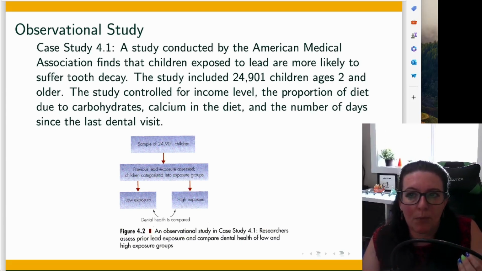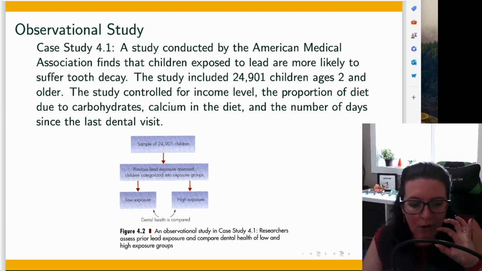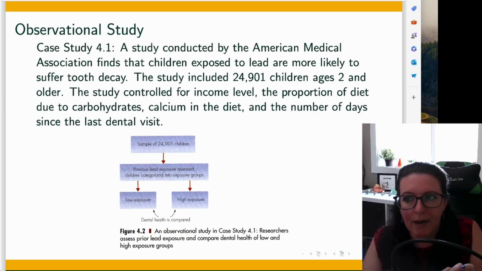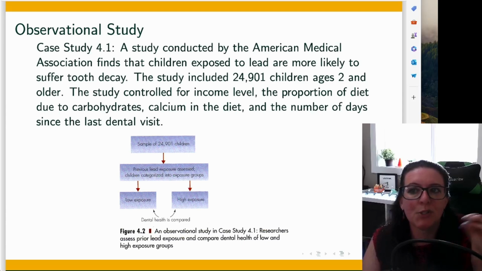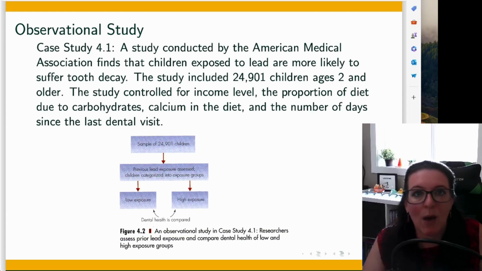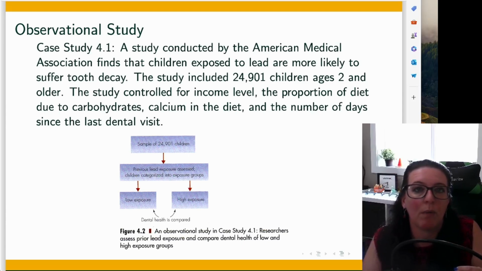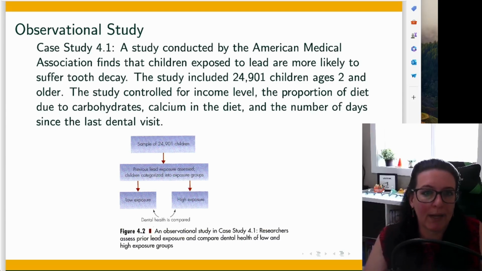So for example, the concern is that if they are, let's say they're in a low income area, they're going to be older houses. They're going to be more likely to have high levels of lead in the pipes and infrastructure. And that also means, though, they may not have a healthy diet. So how do you know if the dental problems are due to the lead or due to the less than healthy diet due to that lower income level?